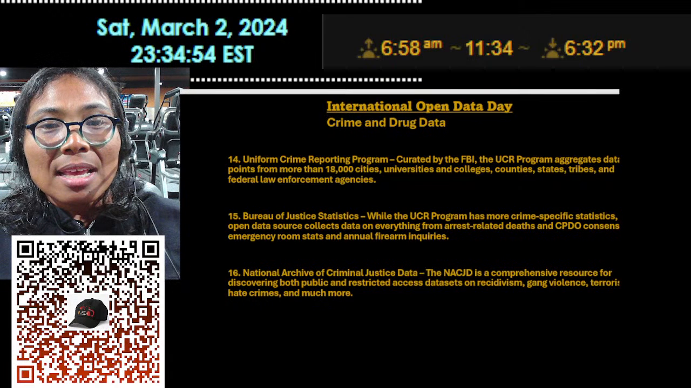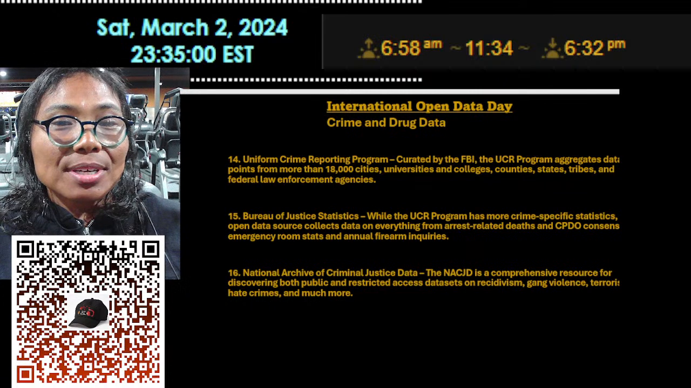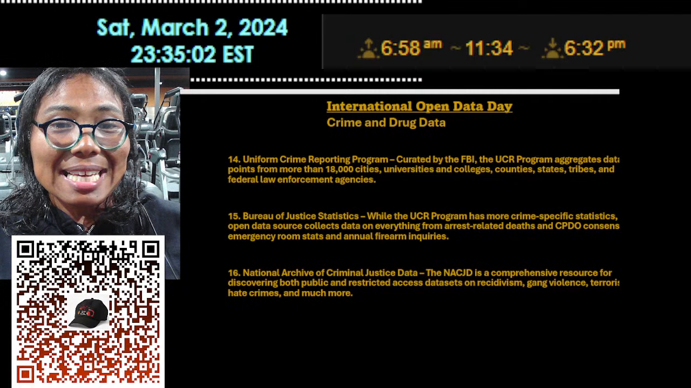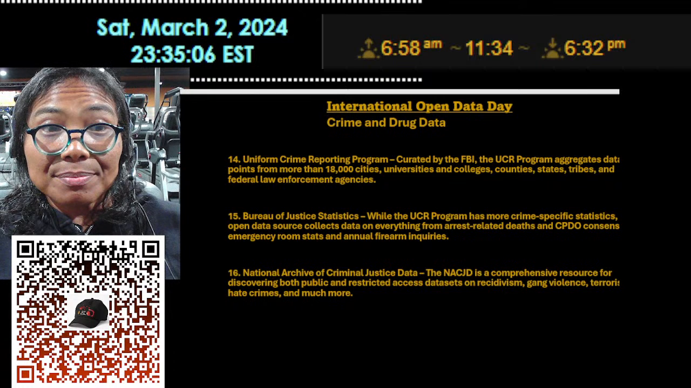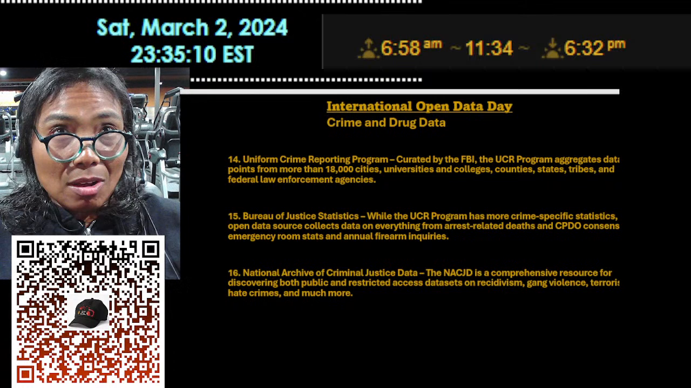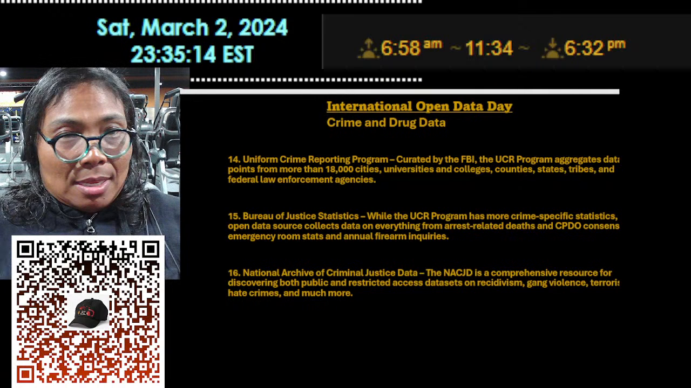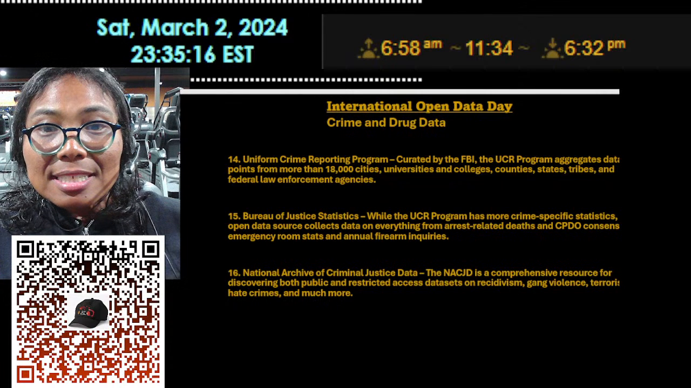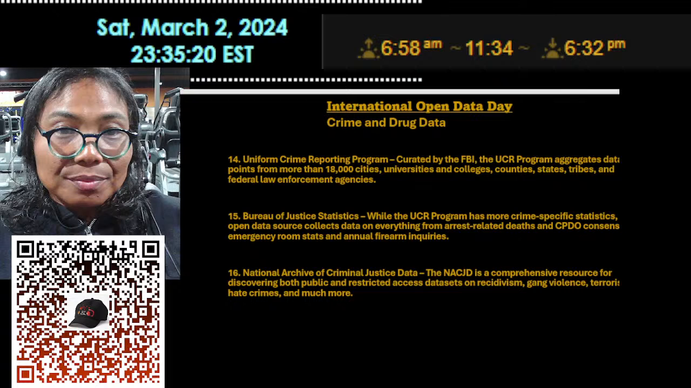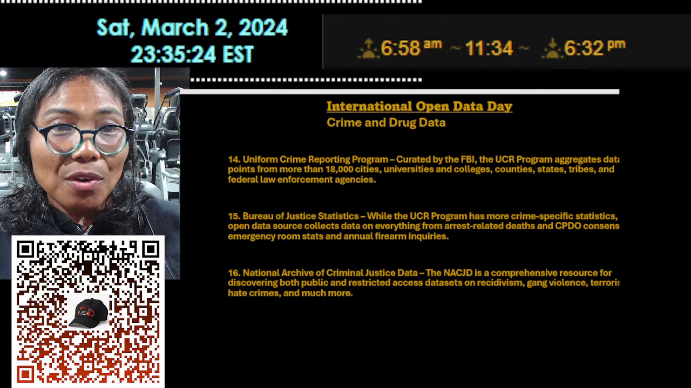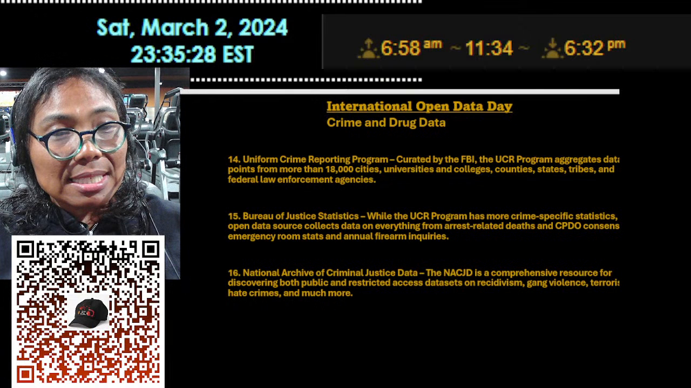Now, while the UCR program has more crime-specific statistics, this open data source collects data on everything from arrest-related deaths. There's also a very good Wikipedia site where it lists all officer-involved deaths, but yeah, and emergency room status of annual firearm inquiries. So the National Archive of Criminal Justice Data is another great data set.